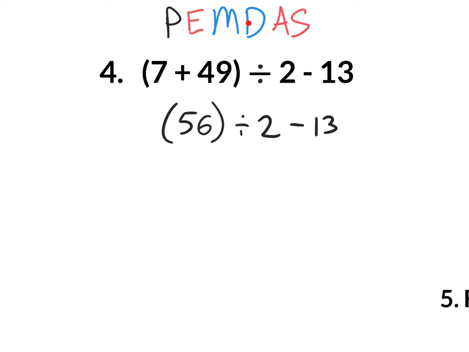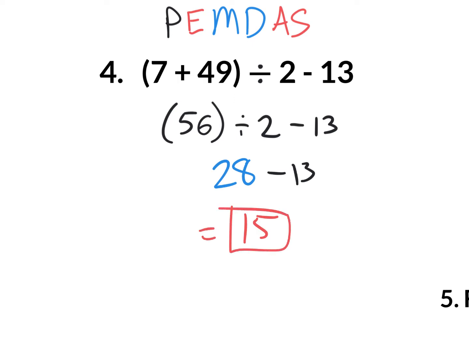Moving on to multiplication or division. There is division. That's what we're going to do next. So 56 divided by 2, half of 56 would be 28. So we have 28, and let's bring down the minus 13. And after that, we will be done. 28 take away 13 is 15. So your answer there is 15.